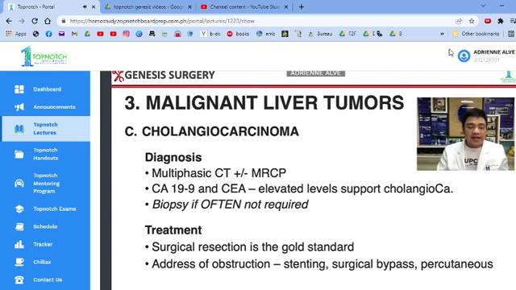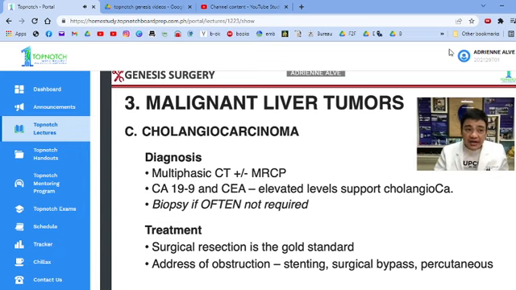This is it. An elevation in CA19-9 and CEA, although not specific to cholangiocarcinoma, when taken together, can support a diagnosis of cholangiocarcinoma. And just like our other liver tumors, biopsy is not often required to clinch the diagnosis. Usually, CT scan or imaging alone can clinch the diagnosis. And for this one, we said surgical resection is still the gold standard. So if you could take out the whole tumor, that's the best chance of cure for the patient.